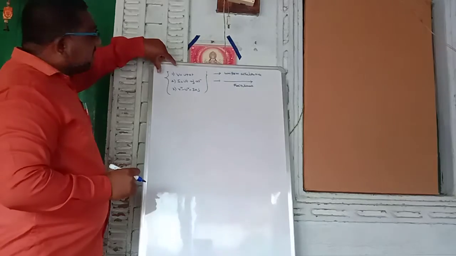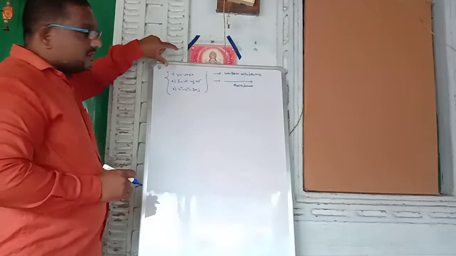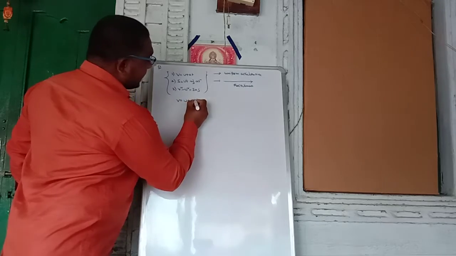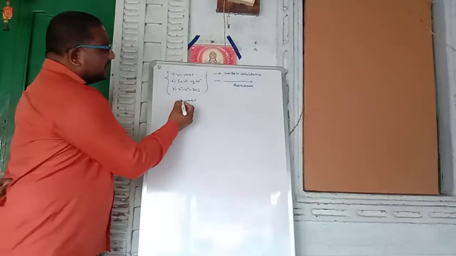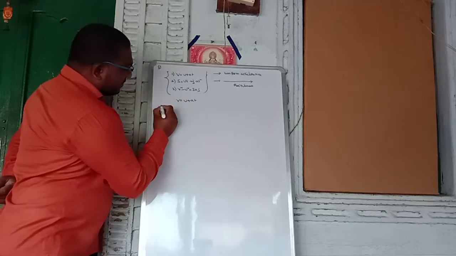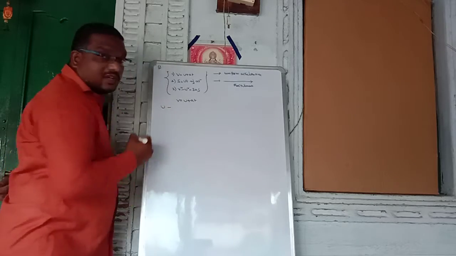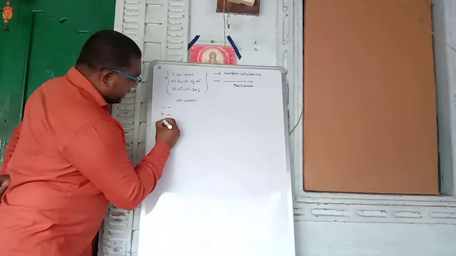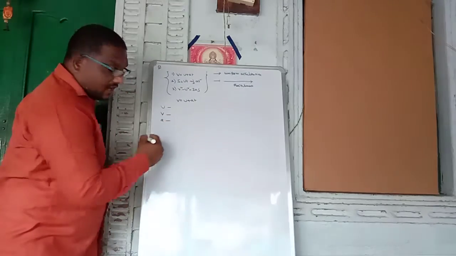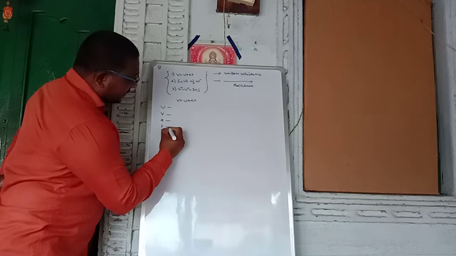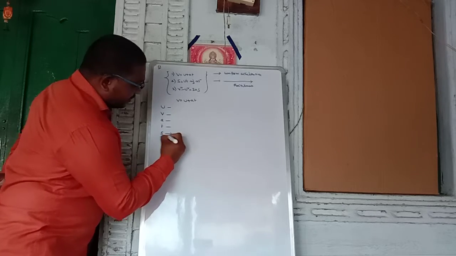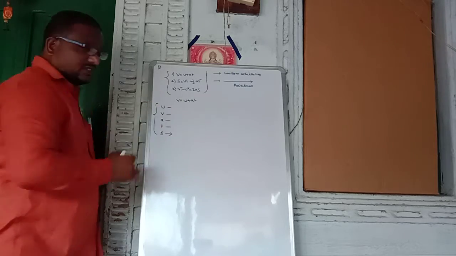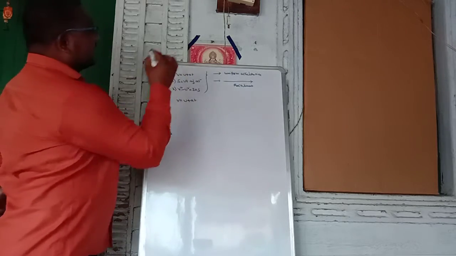Okay, right. Now we discuss derivations of these equations of motion. First one, v is equal to u plus at. So here already we know, u means initial velocity, v means final velocity, a is uniform acceleration, t is time taken, and s is distance traveled by the body. So these are the important variables. Okay, let us derive the first equation.